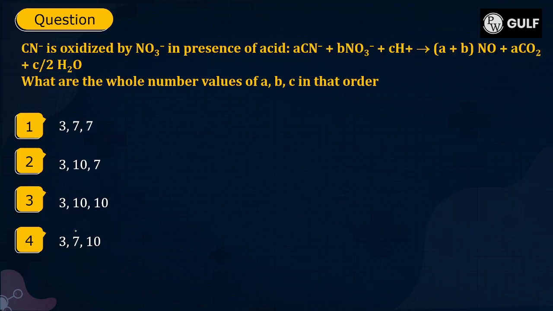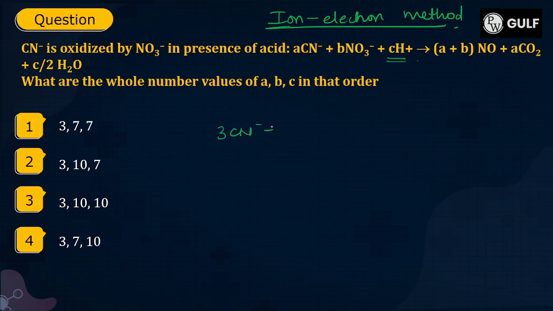Moving on to the next question. Now here you see H plus. What do you see? You see H plus over here. So you are going to balance this using the ion electron method. Okay, beta, that is one thing. You're going to balance this using the ion electron method. Upon doing that, you'll get 3CN minus plus 7NO3 minus gives rise to 10NO plus 3CO2 plus ACO2.